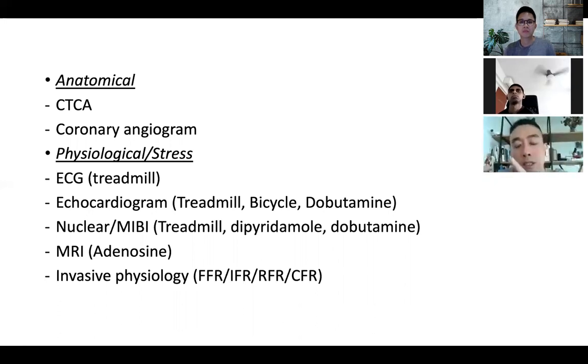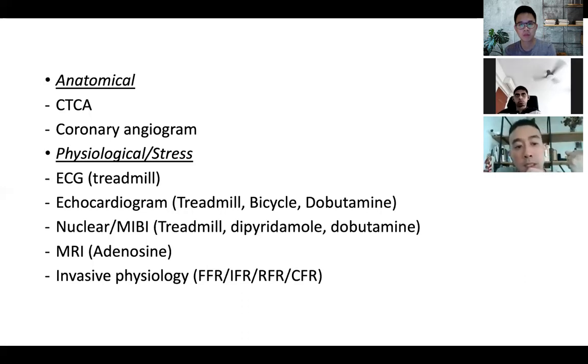So ECG to assess the ischemic response, and you stress the patient by doing a treadmill. And then secondly, you can have stress echo. So the modality to look at ischemia is the echo, and then you stress the patient by either doing a treadmill, bicycle, or you give dobutamine to increase the patient's heart rate.